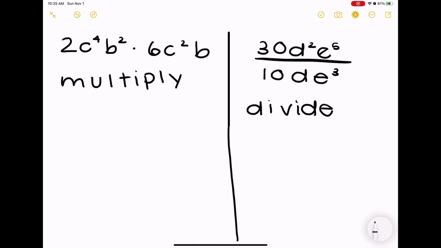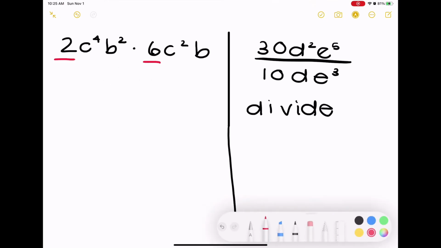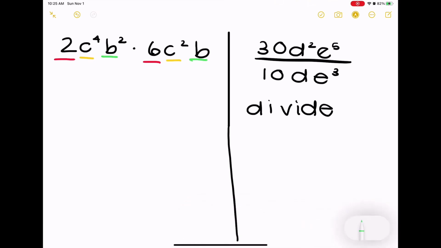Did you do it? Let's go ahead and check if you got the right answer. So we're going to start with the multiplication problem. We're going to break it down. We have 2 and 6 as the coefficients, and we're going to multiply those. And then we have c to the 4th and c squared, multiply those, and b squared times b. Those are all like terms, so we multiply them.